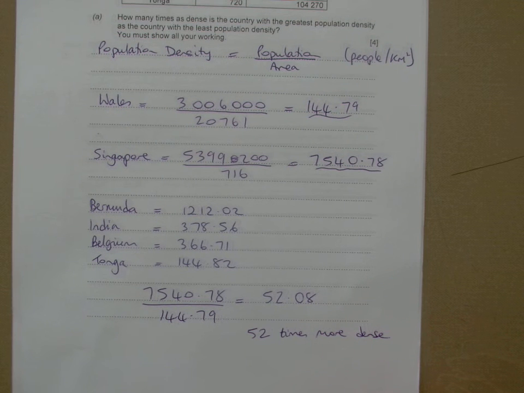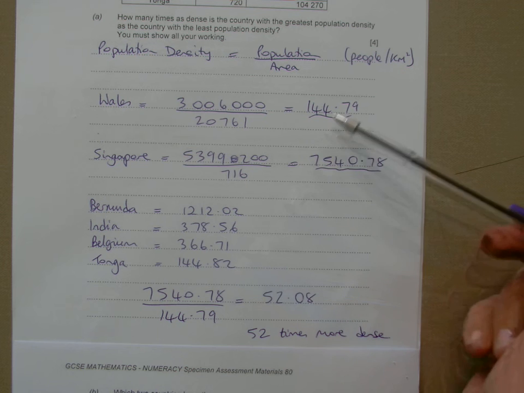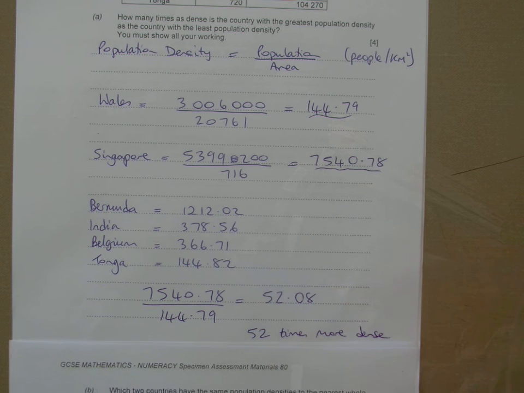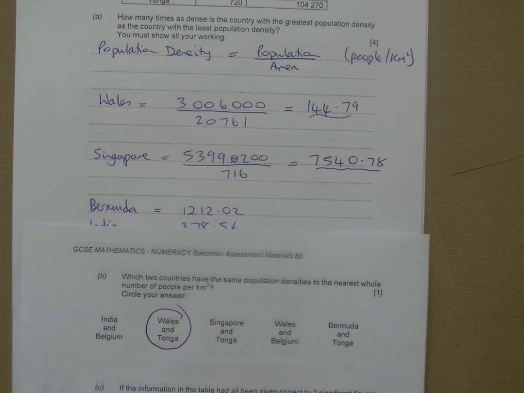Okay, right. So with part B, it says which two countries have the same population density to the nearest whole number. Well, you can see here Tonga and Wales. If you round them to the nearest whole number, you get 145. So we'll circle there, Tonga and Wales.